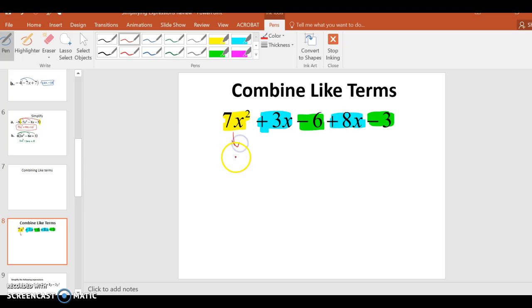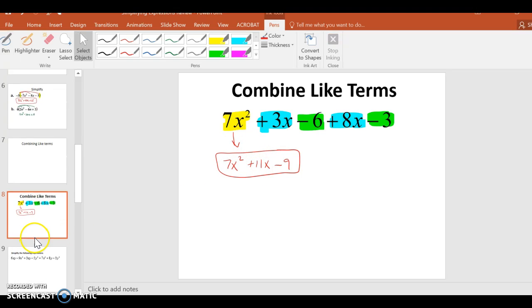So I have nothing to combine 7x squared with, so I bring it down. And I always want to write this in order from highest exponent to the lowest exponent. And 3x plus 8x would be plus 11x. And then negative 6 minus 3 is minus 9. And we are done. All right, remember, you cannot combine the 7x squared and the 11x because those variable expressions are not identical.